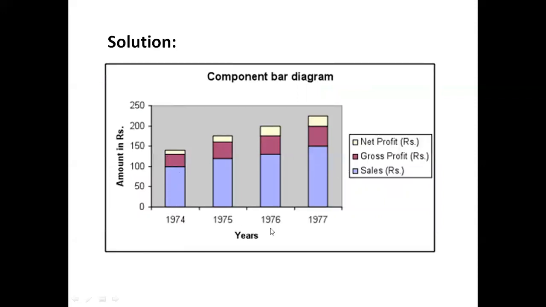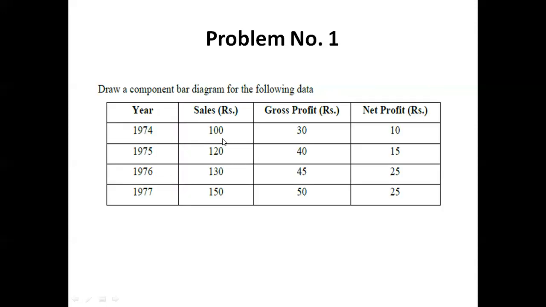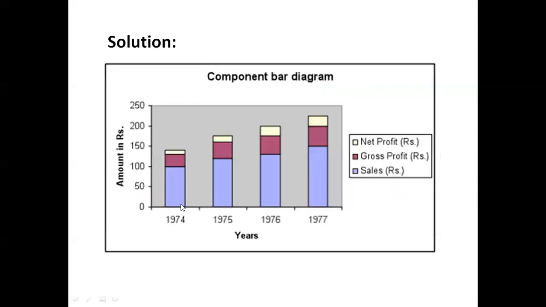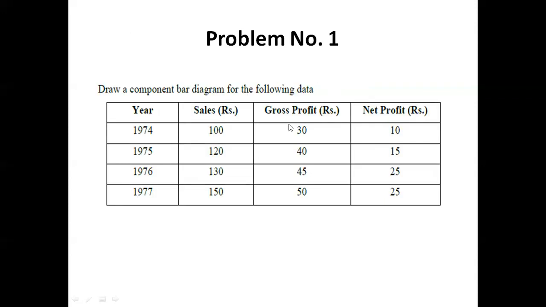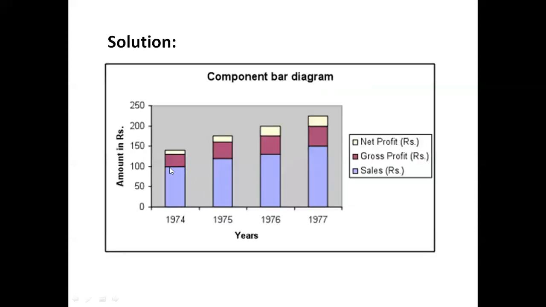Then what is the highest value? That is sales. So sales should start from this, sales should be equal to 100. And what is the another value? 30 is GP and 10 is NP. From this point to this point, 30 is GP and remaining. The overall length of the bar is 140, and 30 is GP, 10 is net profit. So this is the first bar.